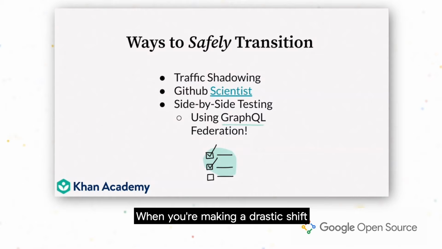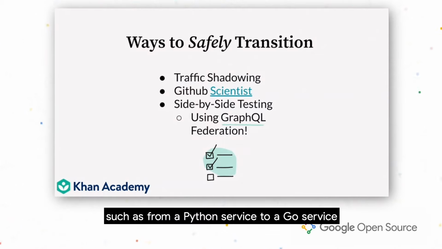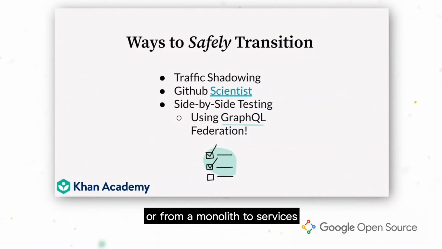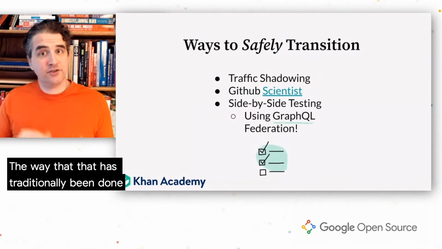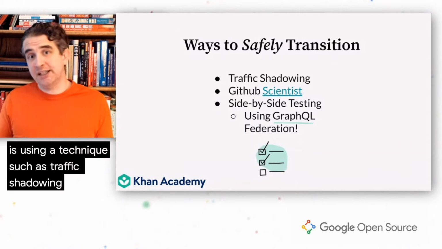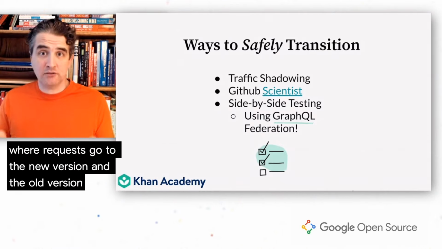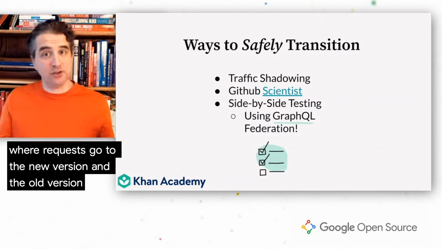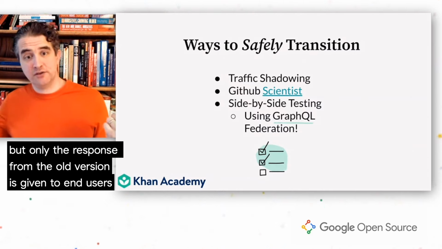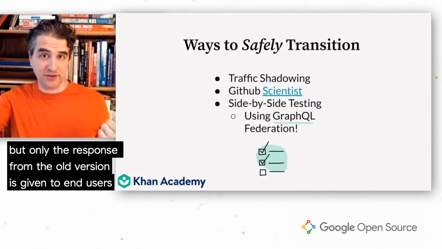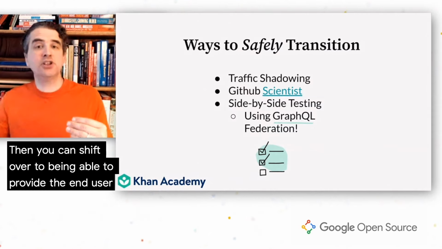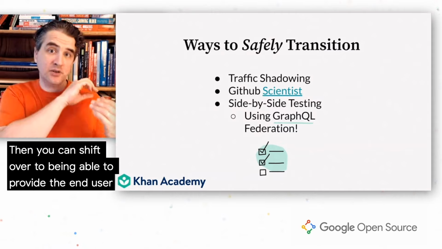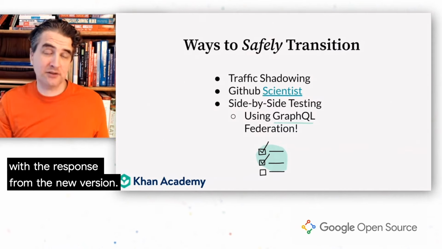When you're making a drastic shift, such as from a Python service to a Go service, or from a monolith to services, you need to make sure that that transition can happen in a safe manner. The way that that has traditionally been done is using a technique such as traffic shadowing, where requests go to the new version and the old version, but only the response from the old version is given to end users. And you only compare those, and once you feel confident, then you can shift over to providing the end user with the response from the new version.